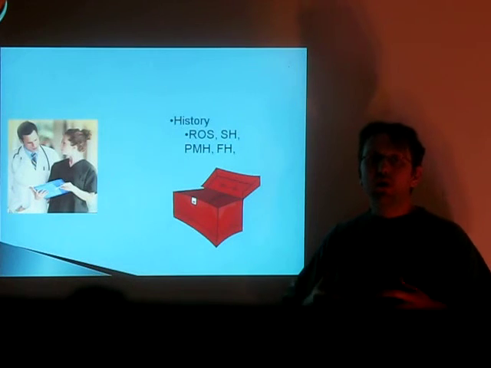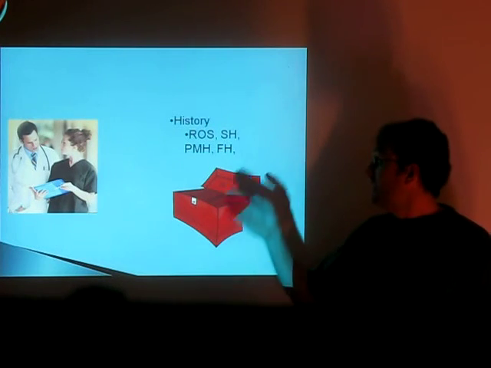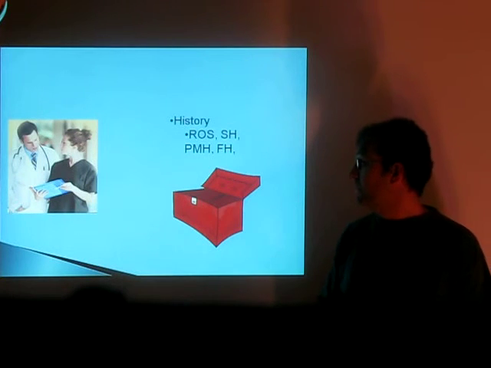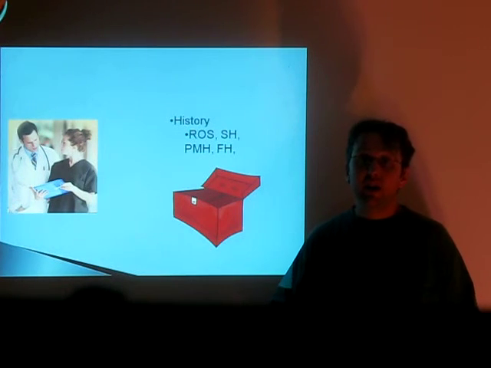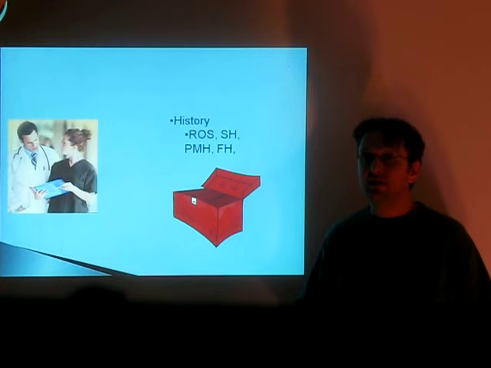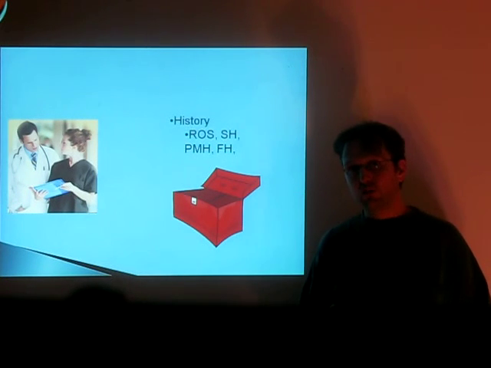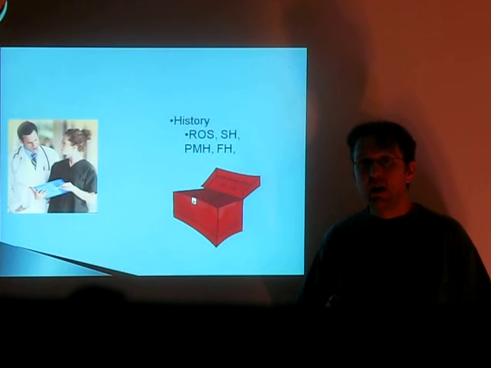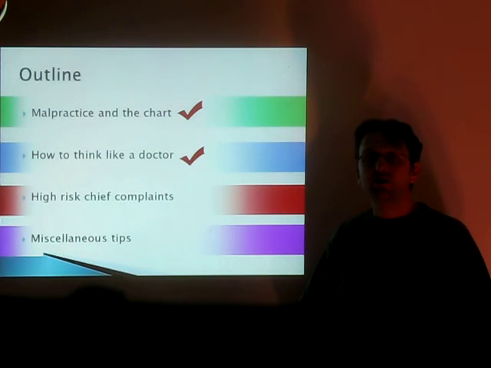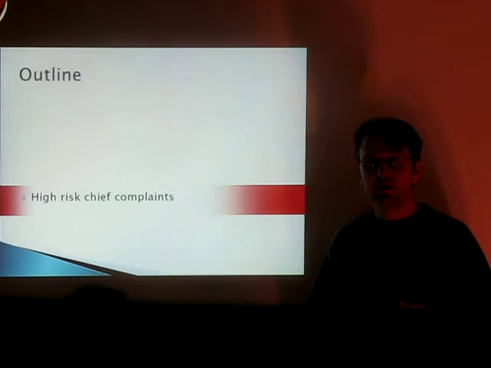So, as a scribe, obviously, the history, review of systems, social history, past medical history, and family history are yours. The doctor, in most cases, is not going to be writing any of that on the chart. So, if you haven't followed how the doctor has used those to rule out these diagnoses, the chart is not going to be defensible. So in the next section, now that you know how we're thinking, I want to teach you our specific thoughts about certain high-risk chief complaints. And that's the next section of our talk.